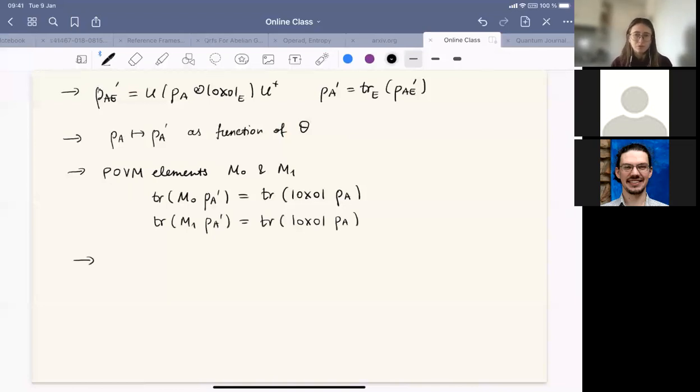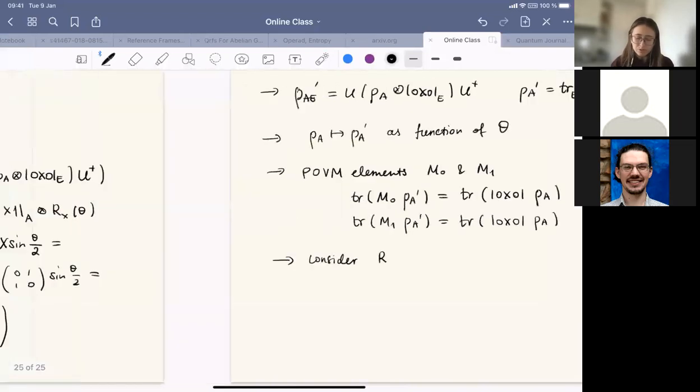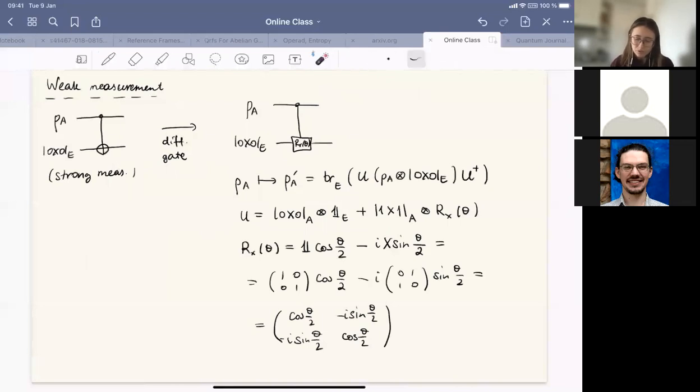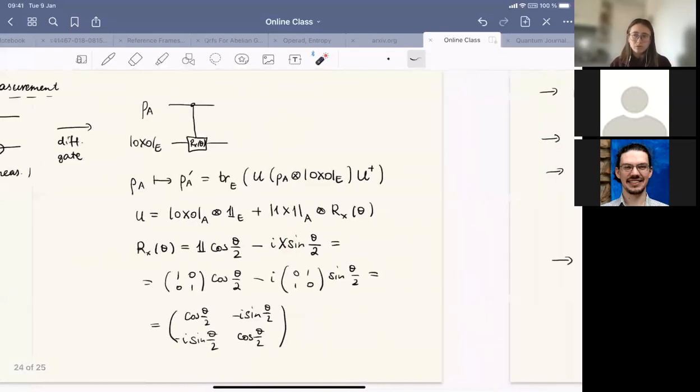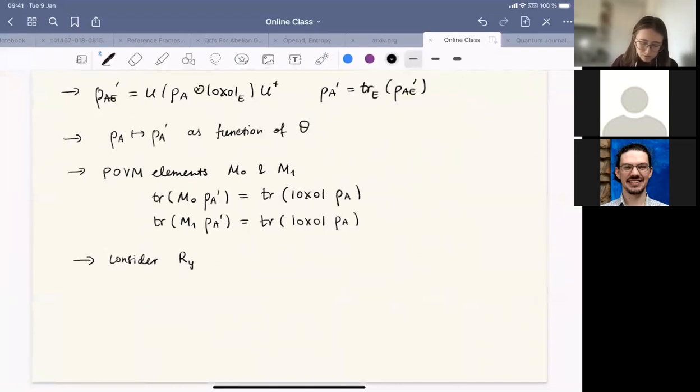And then finally, you'll need to consider different rotation gates and what happens when we take other rotation gates. So for example, in this rotation gate, this is an X rotation gate because we use the X operator here, but one can also use Y or Z operator instead. So you would need to consider what happens if we change X to Y or X to Z, and how this map changes, basically. But the general idea here is just to consider what happens on the system A when we perform this controlled operation.